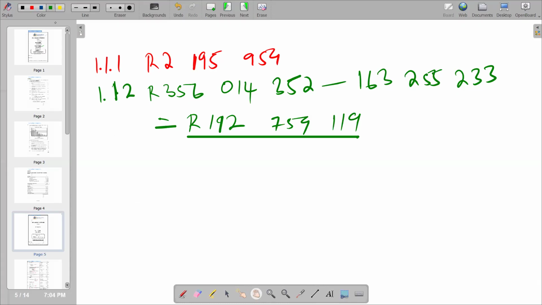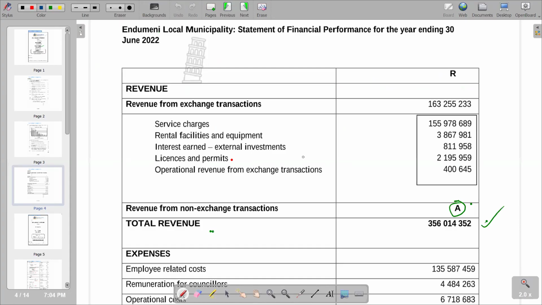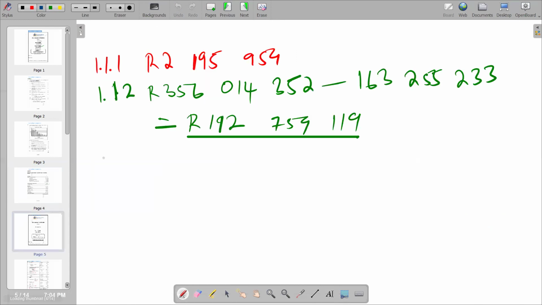So we can now go to our next question, which reads: write down the revenue from interest earned, that is external investment. So we go to the figure, 811,958. This is the figure that we want to write in words. We can rewrite it in another section and then convert the figure to words. So we are saying 811,000 and 958.